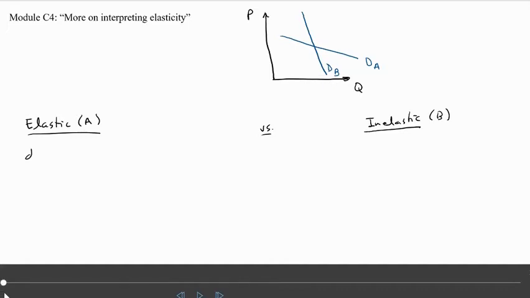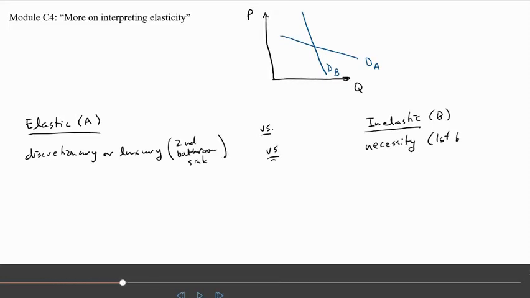Now back to why the demand for some goods is elastic relative to others where it's inelastic. First, we should consider discretionary or luxury purchases versus necessities. For example, a second bathroom sink versus the first bathroom sink, which we would all consider a necessity.